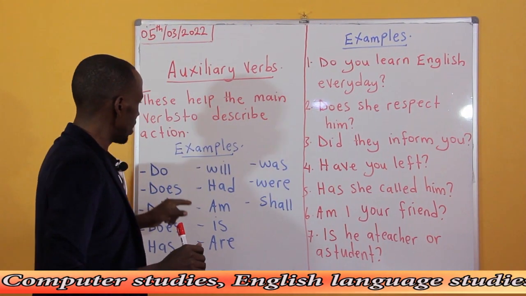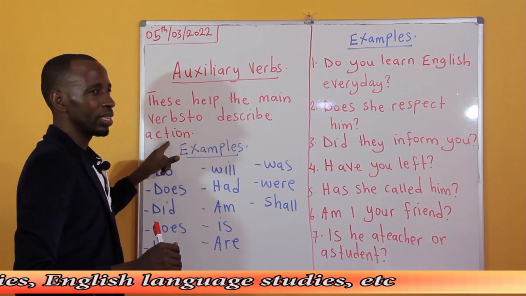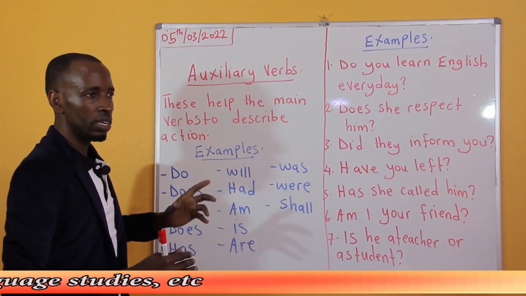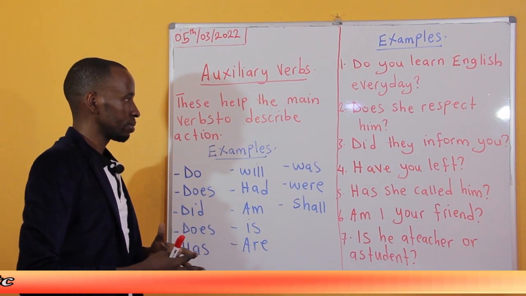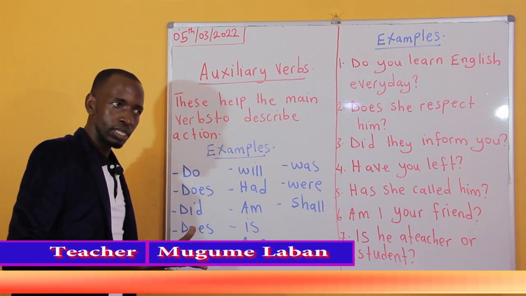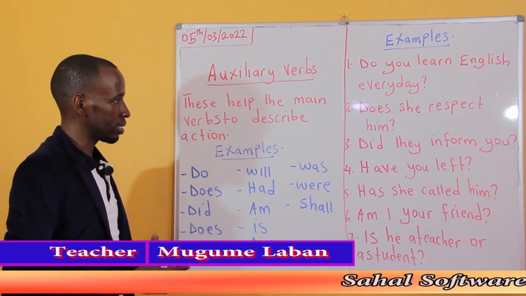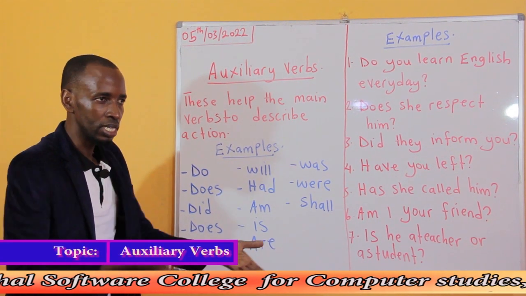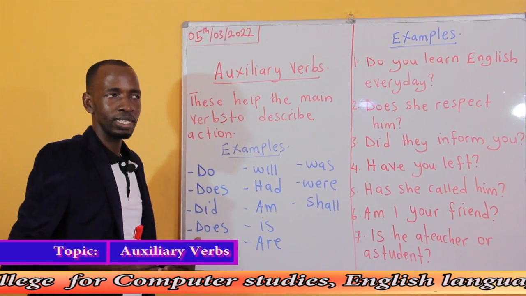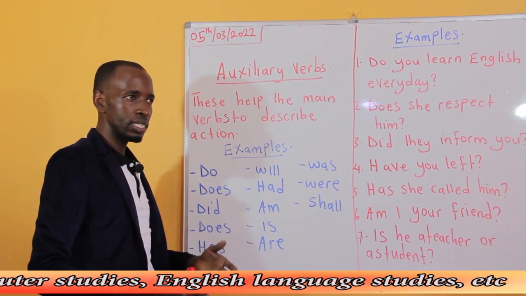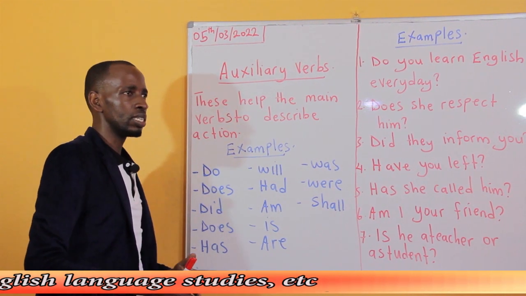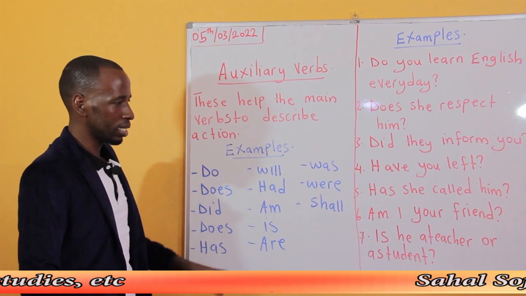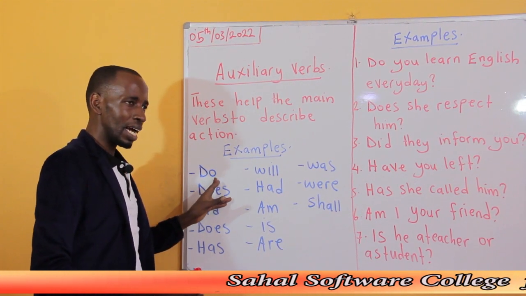We use auxiliary verbs mainly for describing the action. We don't use them to describe adjectives. You know adjectives, I think. Like if I'm describing the food, I can say this food is delicious. This teacher is very interesting. This teacher is very wise. This teacher is very tall. Those are adjectives.